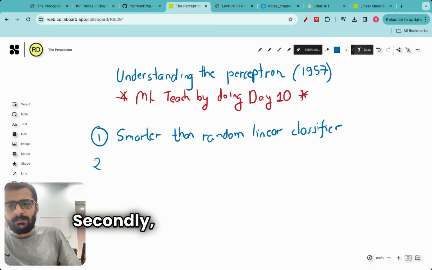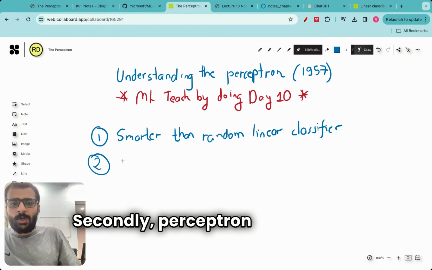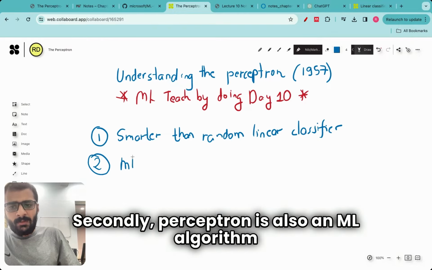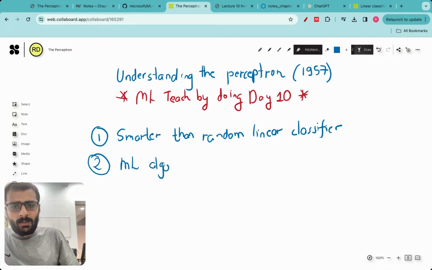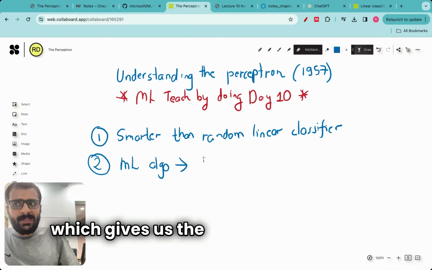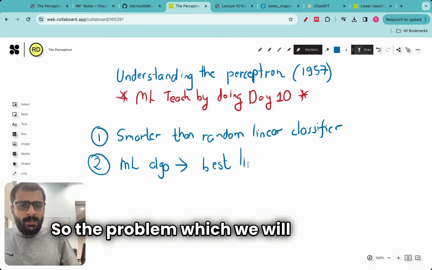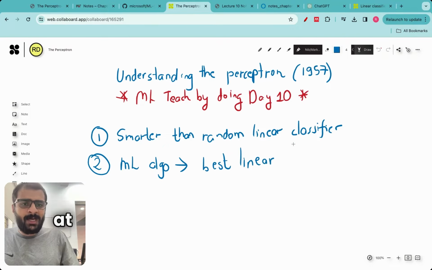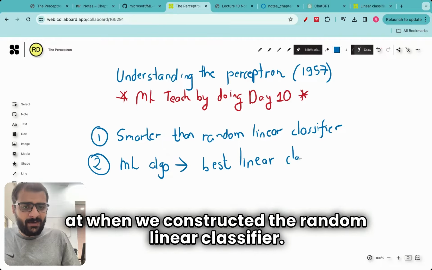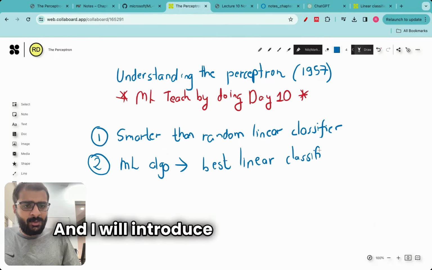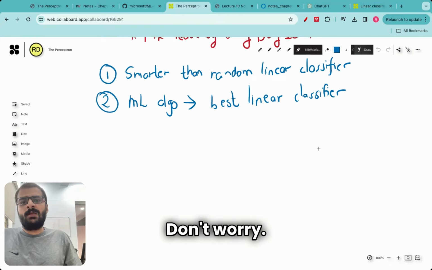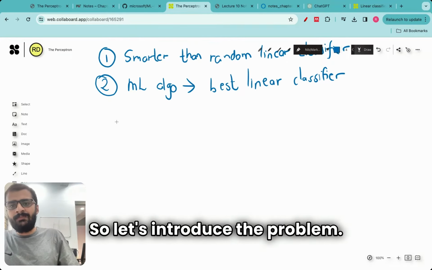Secondly, perceptron is also an ML algorithm which gives us the best linear classifier. So the problem which we will be looking at is the same one which we looked at when we constructed the random linear classifier, and I will introduce the problem to you, don't worry. So let's introduce the problem.